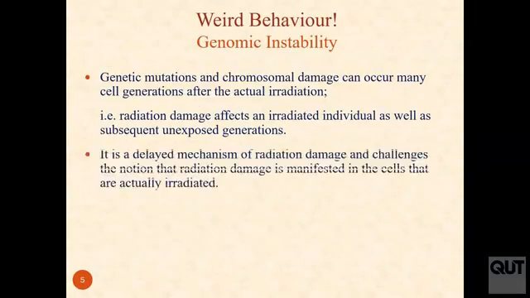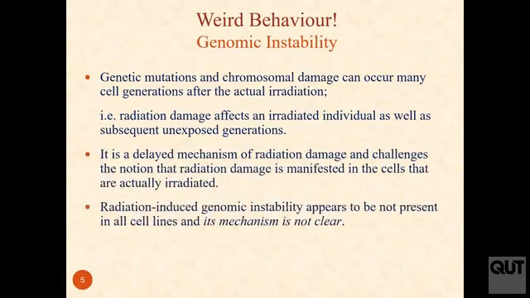Another strange behaviour is genomic instability. There have been some studies saying that sometimes radiation damage doesn't show itself until generations after the actual event. So it's a delayed mechanism, and even though the original cell is not damaged itself or appears to have repaired itself, sometimes this damage will reappear in later generations, and the mechanism for that is not really clear.